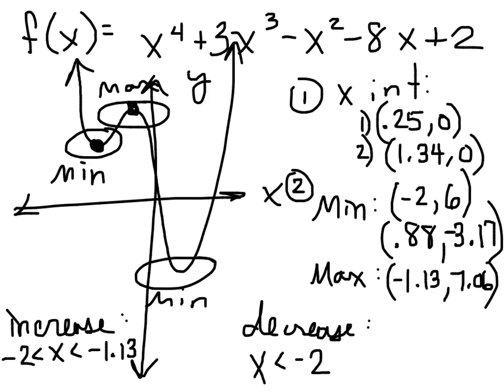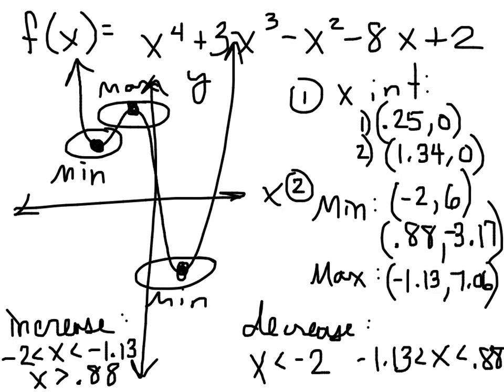Then at -1.13, or this max, to this min, what's going on? We're decreasing. So from -1.13 to that minimum's x-coordinate. What's the x-coordinate of the minimum? 0.88. And then from this minimum to infinity and beyond, it's doing what? Increasing. So that's x is greater than 0.88. That is, if you're going to use inequality symbols, that's how you would write it.